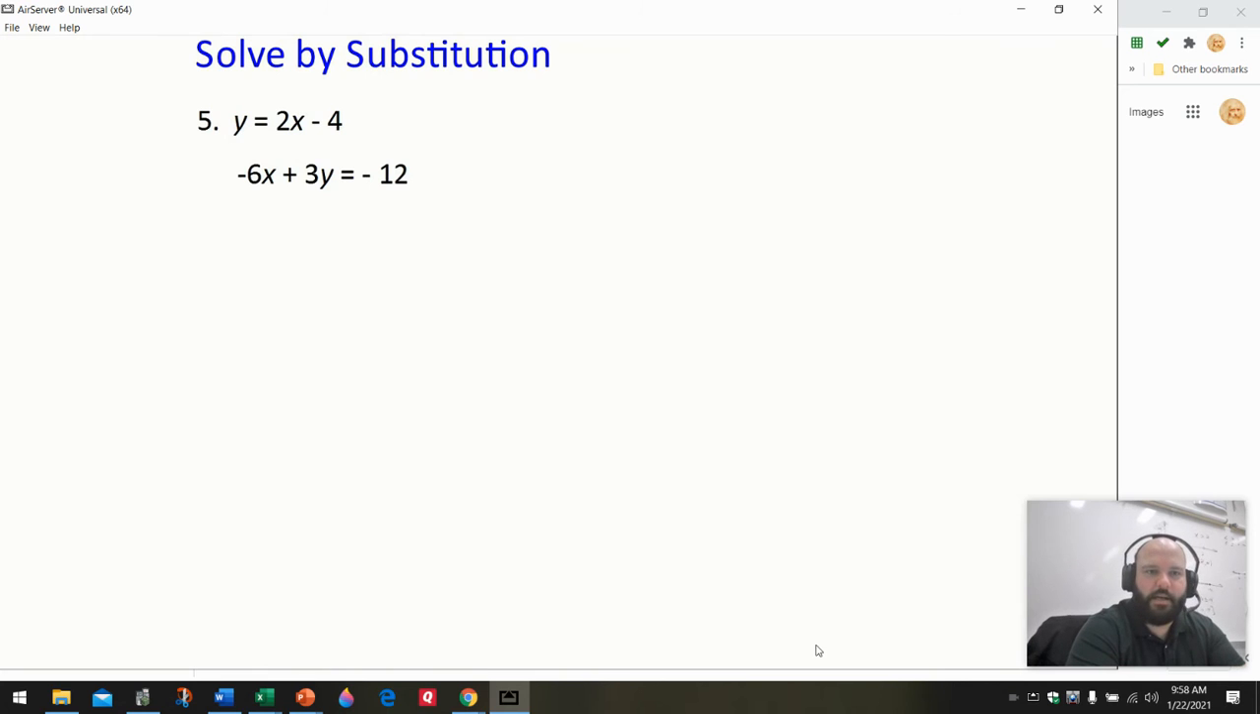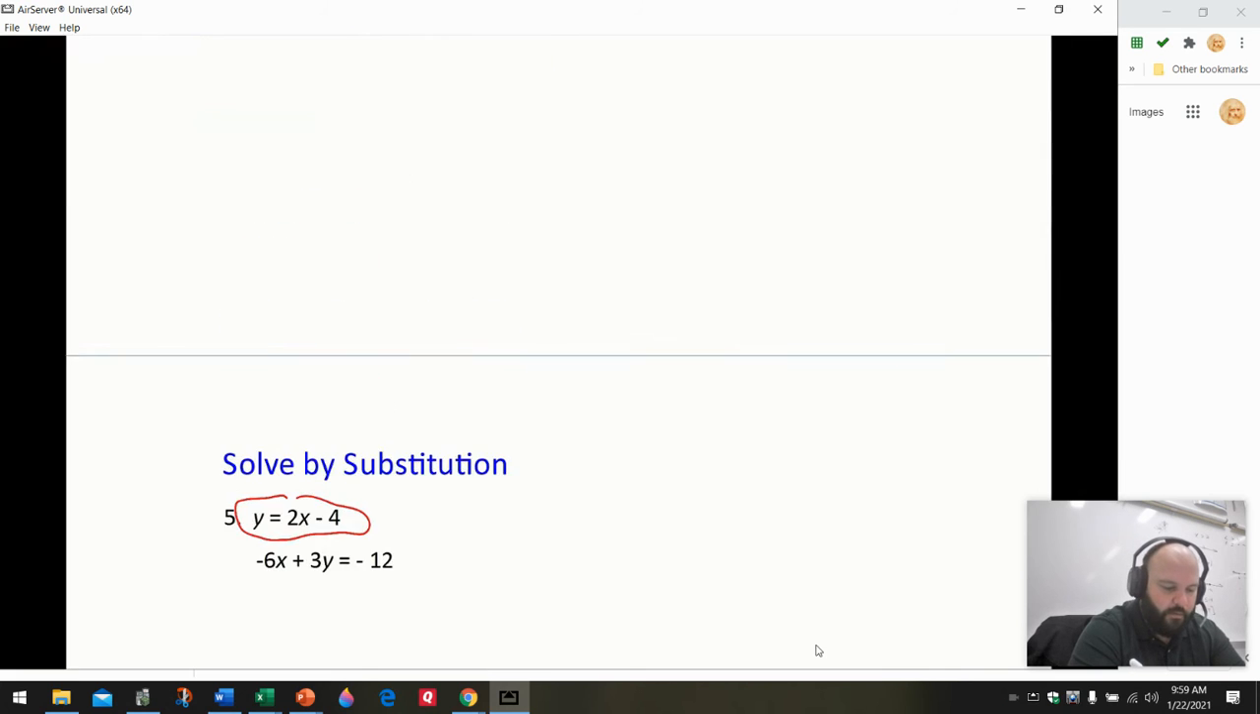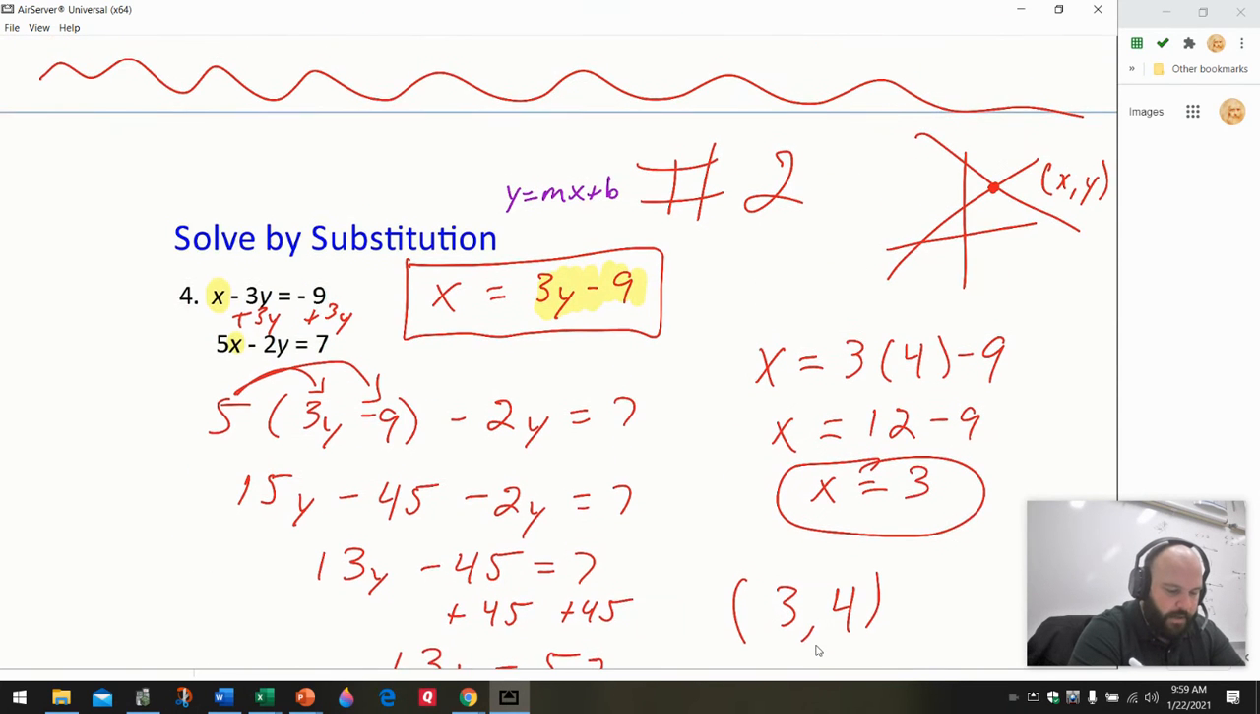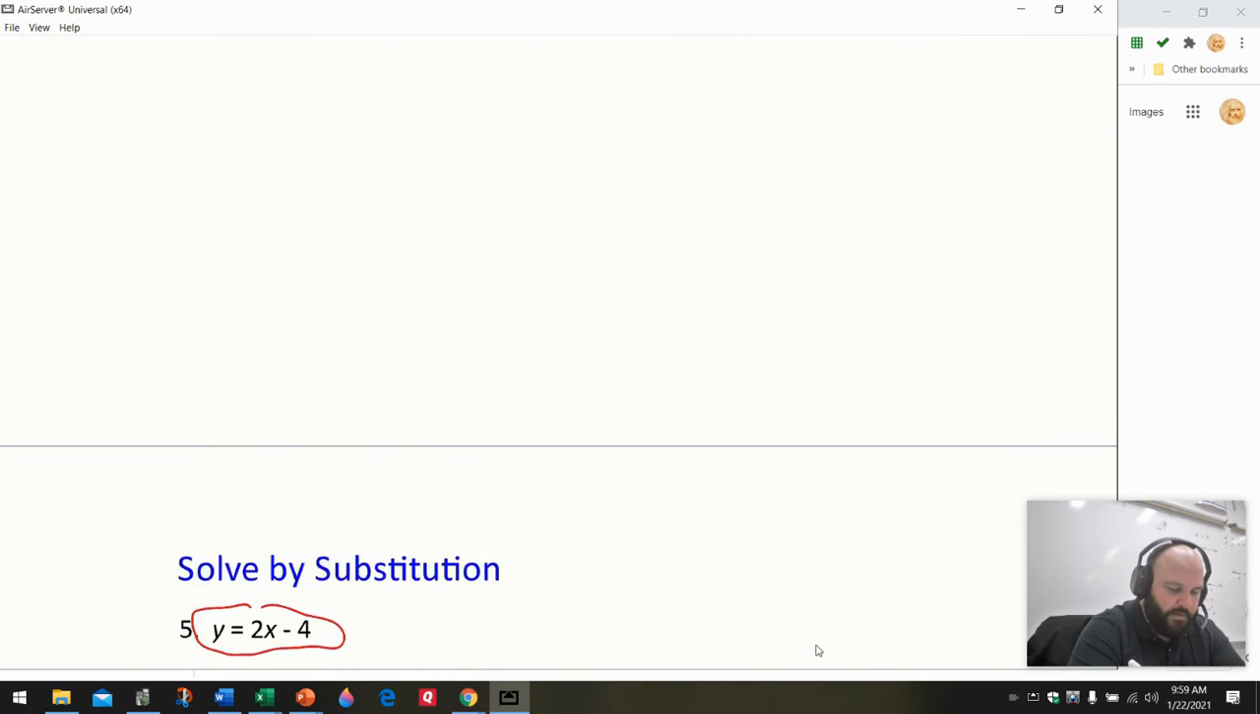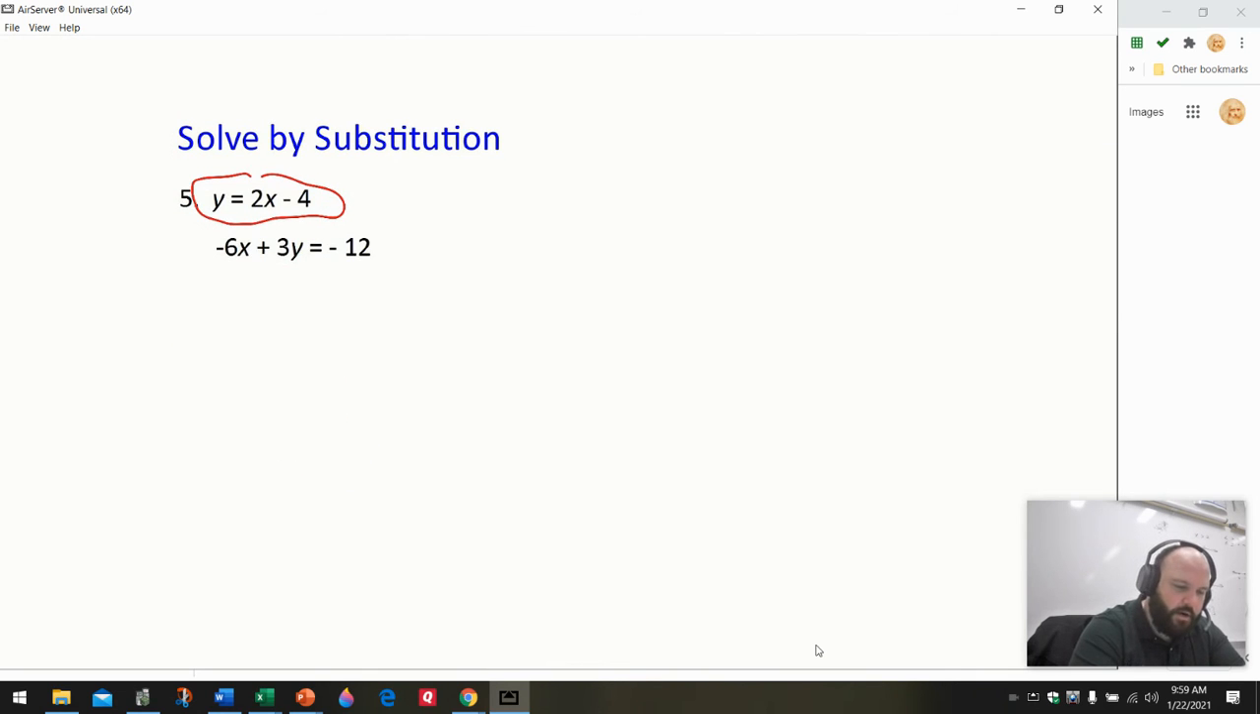Okay, so the next system of equations we're going to solve are these two. You can see this first one is already solved for y, which is really helpful because we won't have to do what we did up here on this equation. So since this one is already solved for y, we're going to be able to just directly substitute it in right there for that variable.